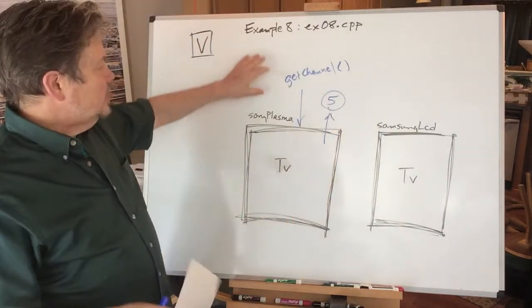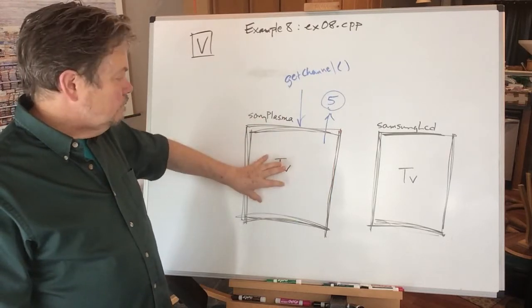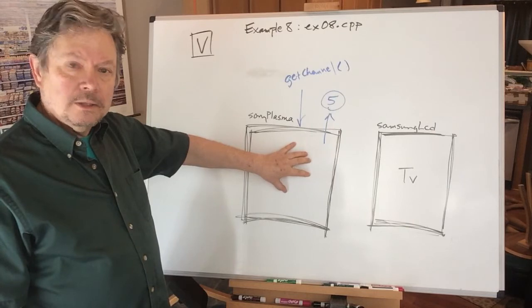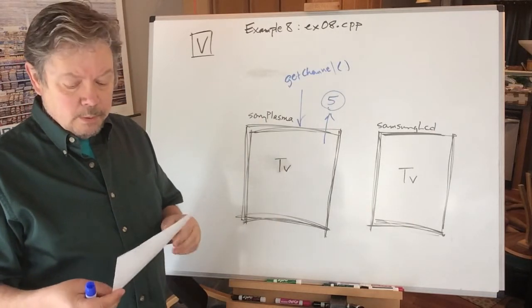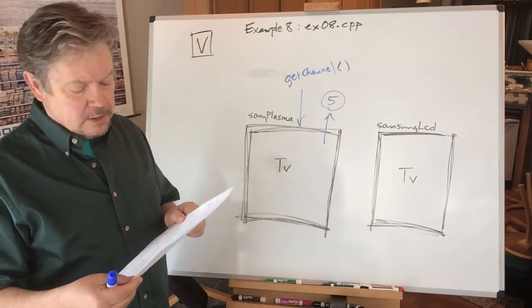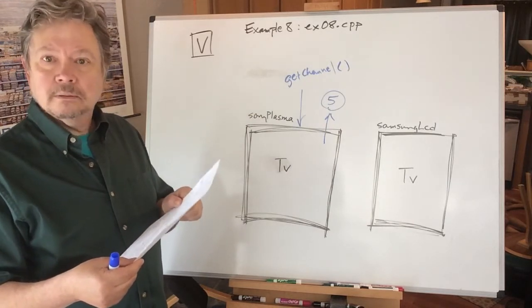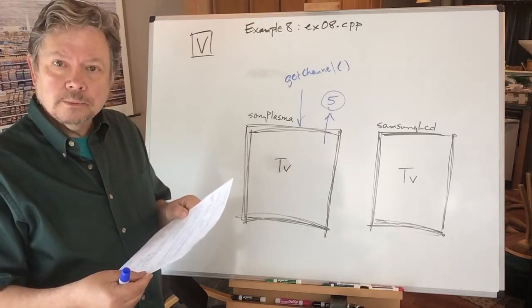So here's the interaction. The main program says, give me the channel. It calls a member function. Somehow or another inside the TV, it figures out what the channel is and sends that back, and that's what we would print out. If, for purposes of argument and example, it is a 5, then it's going to say Sony Plasma TV, channel 5 on line 22. That's exactly what it will do.